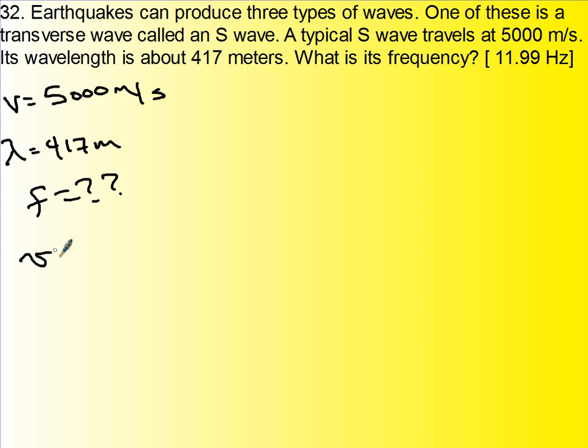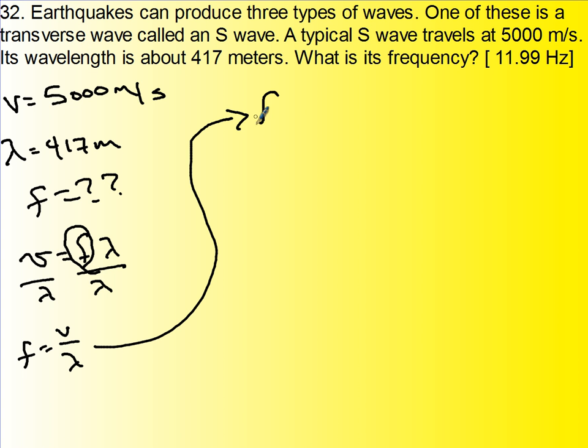All right, we want to use the wave equation, v = fλ. So now I need to solve this for the frequency. I want the frequency, so I have to divide both sides through by lambda. So the frequency is v divided by lambda.